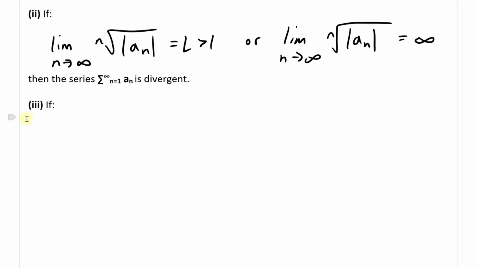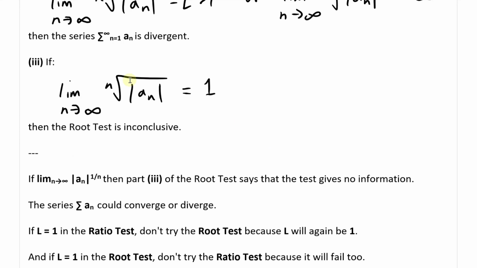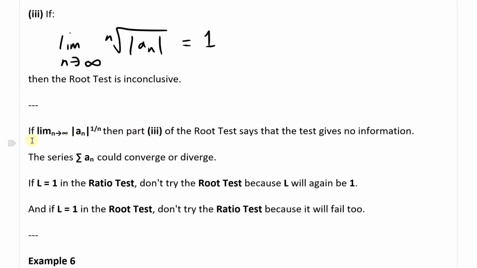And likewise for the third part of the root test, if the limit as n approaches infinity of the nth root of the absolute value of a_n equals 1, then it's inconclusive. So yes, I wrote it right here. The root test is inconclusive. In other words, if the limit as n approaches infinity of a_n to the power of 1 over n, or the nth root, equals 1, then part 3 of the root test says that the test gives no information.